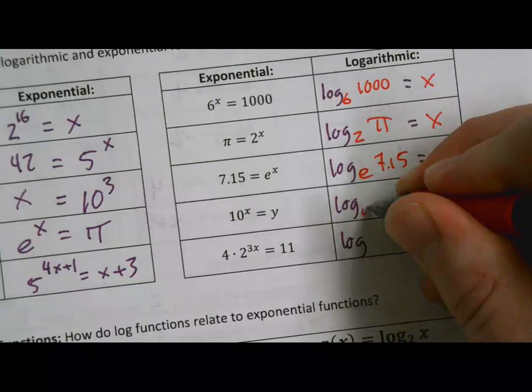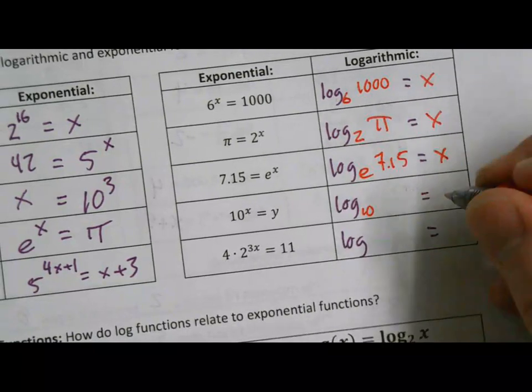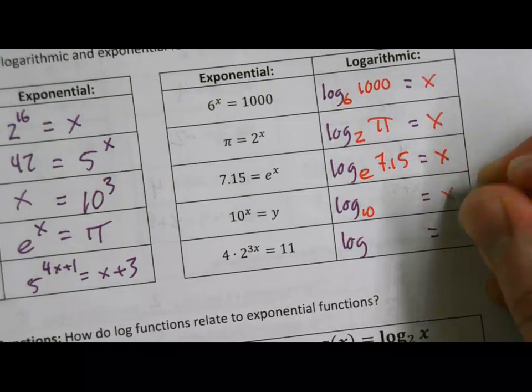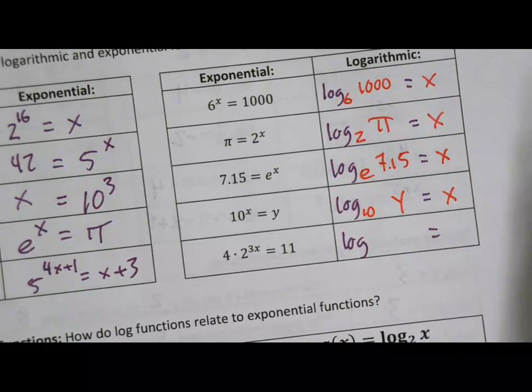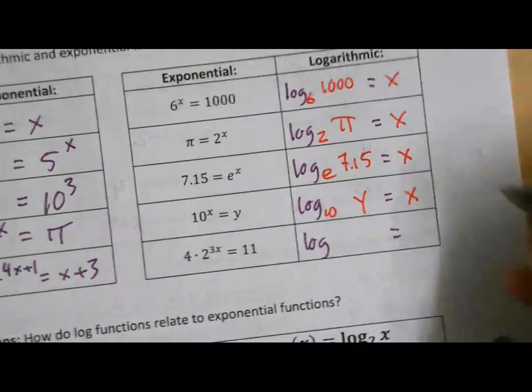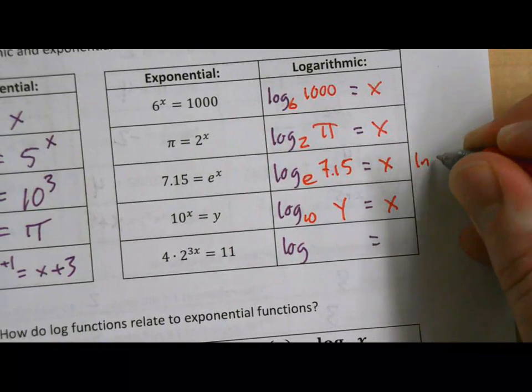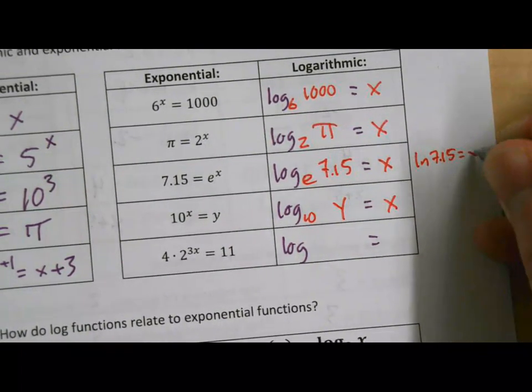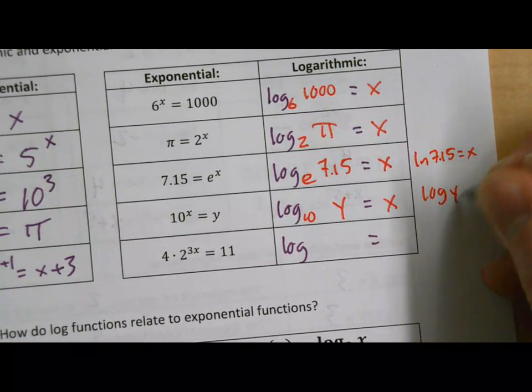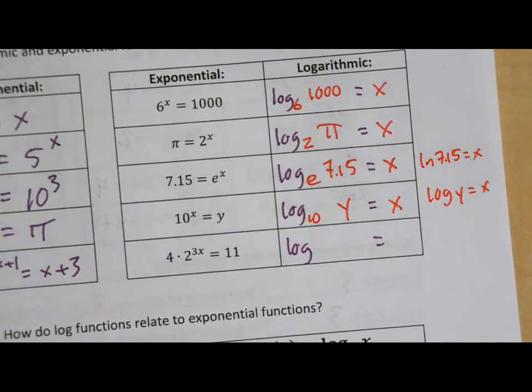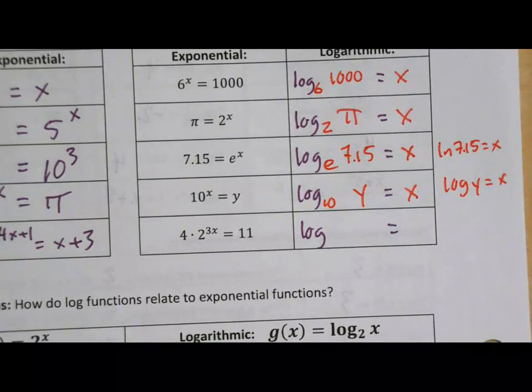What's the base? What's the exponent? So I would probably rewrite this as ln in common logs. So there's a number of ways to deal with this last one.